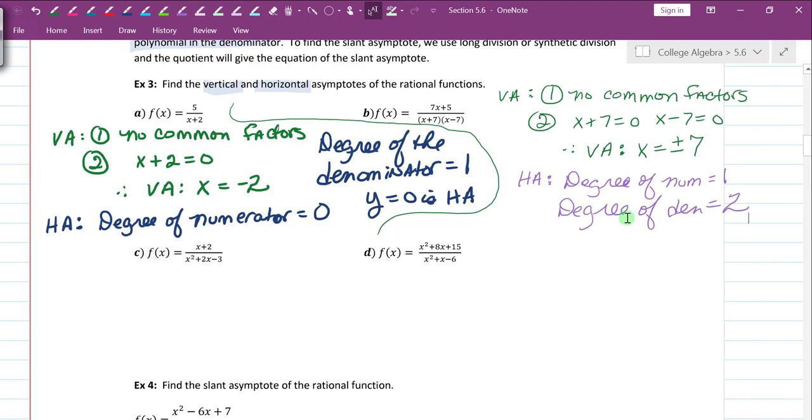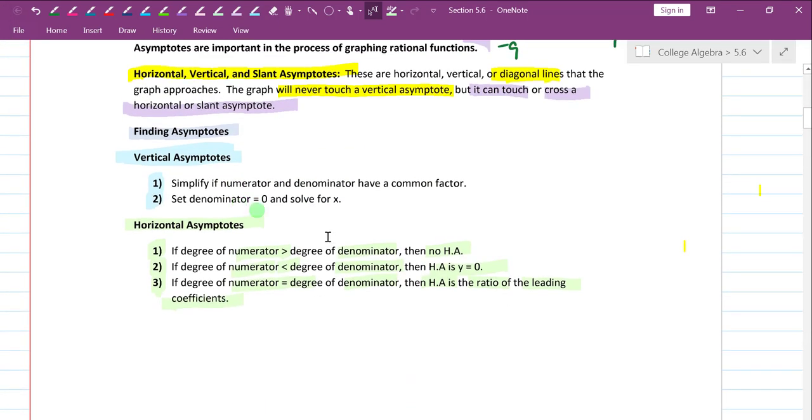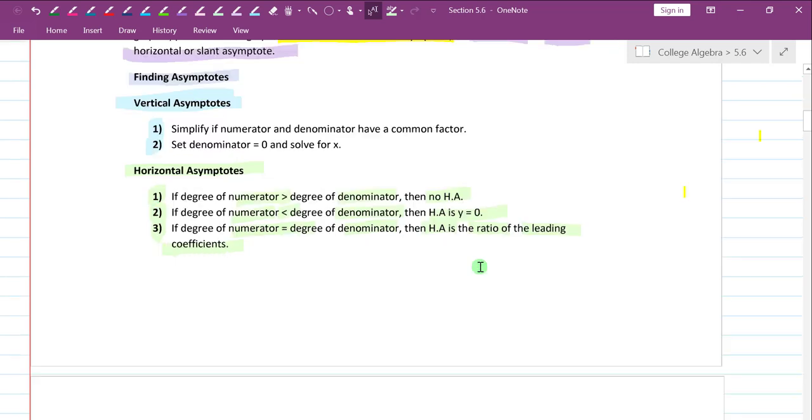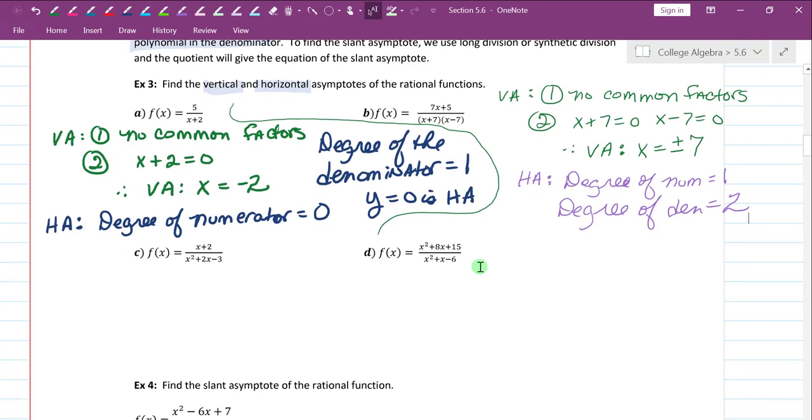So again, we're in situation 2 where the degree of the numerator at 1 is less than the degree of the denominator, which is 2. So our horizontal asymptote is y equals 0. All right, we're going to look at part C next.